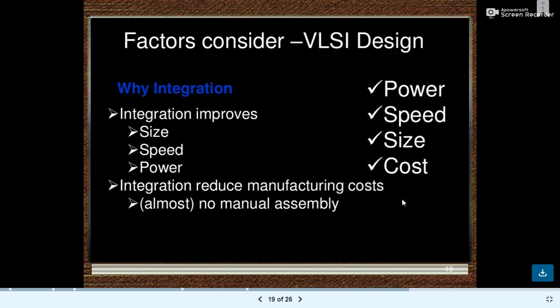So integration reduces manufacturing cost. Obviously, whenever you are manufacturing something small, the costing reduces, and you can always make things in bulk, so the cost always reduces. And the assemblies are not manual, rather they are computerized, because the transistors are at nano level and billions of transistors are present in them.